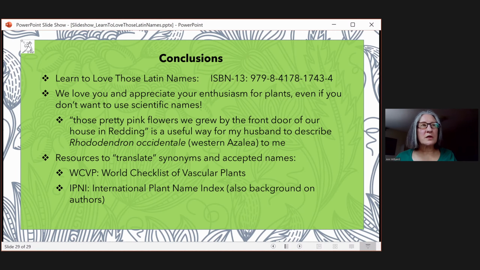Native names are important to respect the territory you're in, the language that you're working with, but the scientific names add a way to communicate that is really useful. And I think that the more people you can inspire to not be intimidated by those scientific names, better. So I have some other resources in the book. The World Checklist of Vascular Plants has some ways where you can type in the name. Google is mostly good. You can get lots of things from Wikipedia. And that International Plant Name Index is fun, and you might just enjoy the background on a particular author you like.